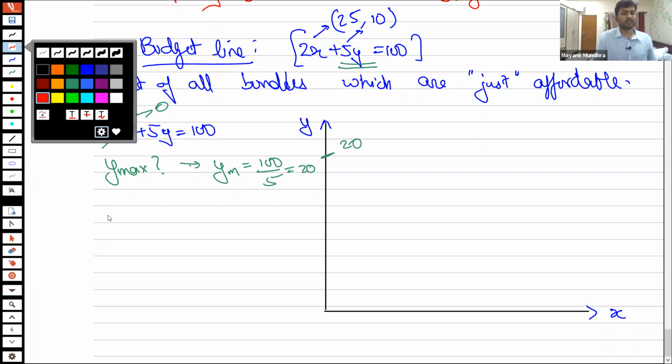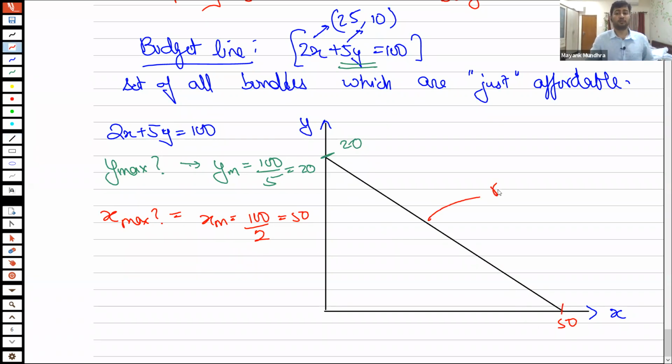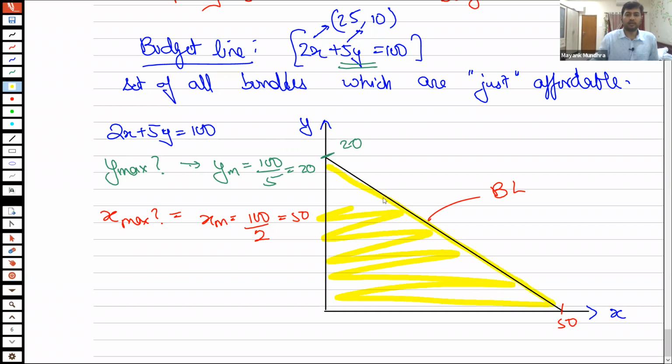And next thing would be what is x max. So x max is 100 by 2. You make y 0. Right. So 2x equals to 100. So x is 100 by 2, which is equal to 50. So that becomes this point. And then finally, you just join these 2 points. This becomes your budget line. And everything below the budget line, this entire triangle, is your budget set.